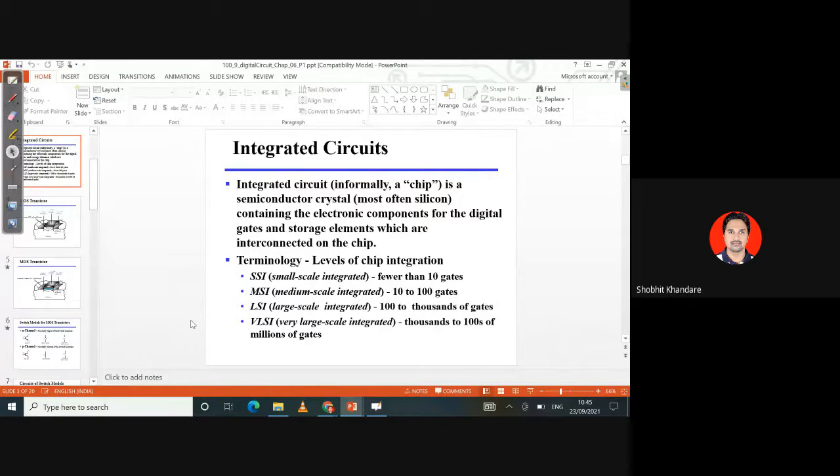So what is it? It is a semiconductor crystal. I want everyone to write this definition. Integrated circuit, in brackets write informally a chip, is a semiconductor crystal. Underline semiconductor. Most often silicon, bracket close, containing the electronic components for the digital gates and storage elements which are interconnected on the chip. This is the definition of IC.